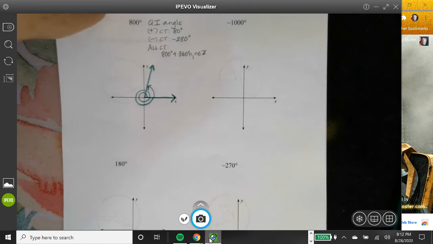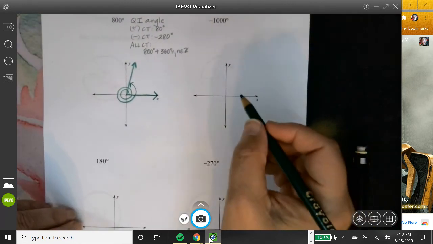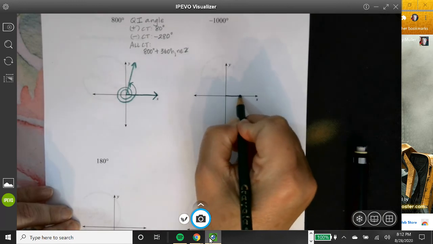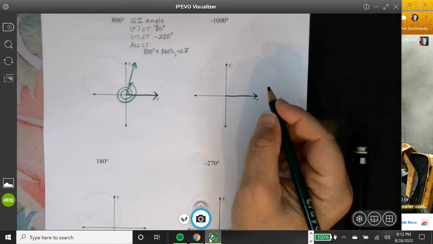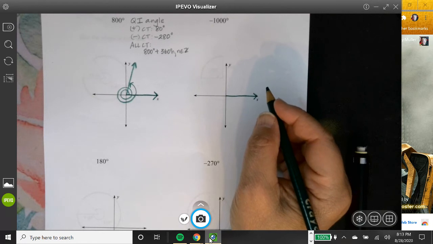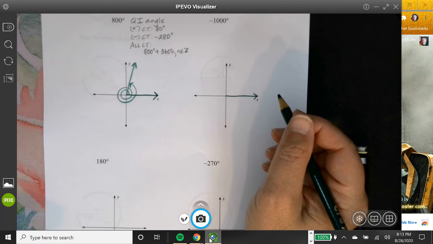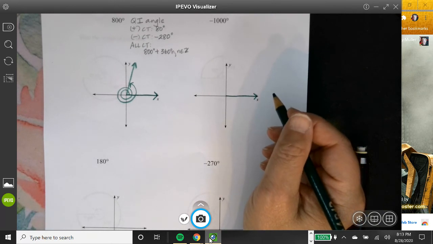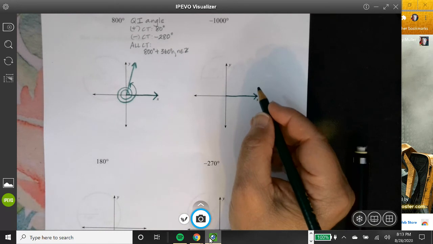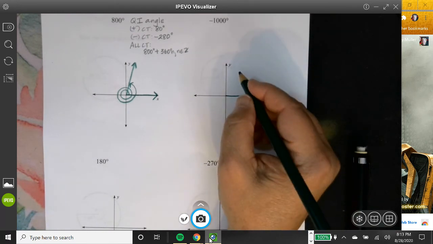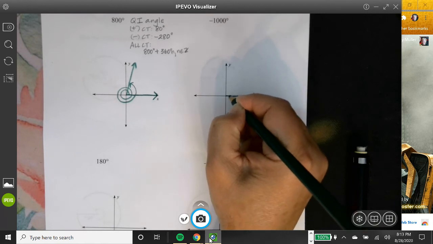All right, negative 1,000. Wow, okay, well, here we go. Negative 1,000, we're going to start in our standard position. Now, what's 3 times around? 360 times 3, if I do a quick calculation here, is 1,080. So it's not quite 3 times around, okay? But it is at least 2 times around. In the negative direction. So I'm going to go this direction. I'm going to go down because that's negative first.